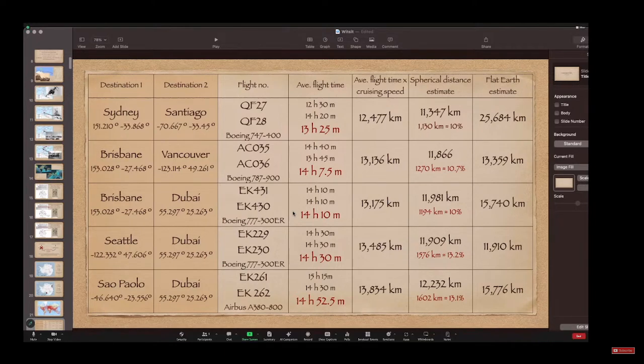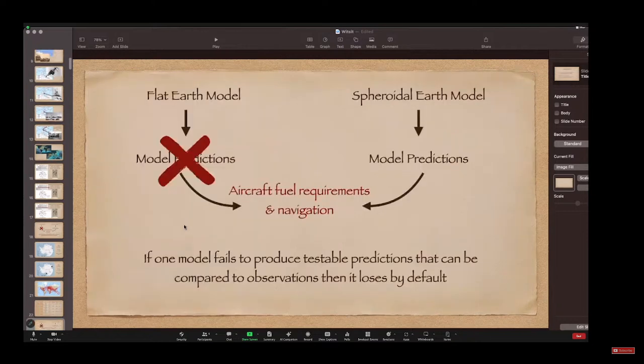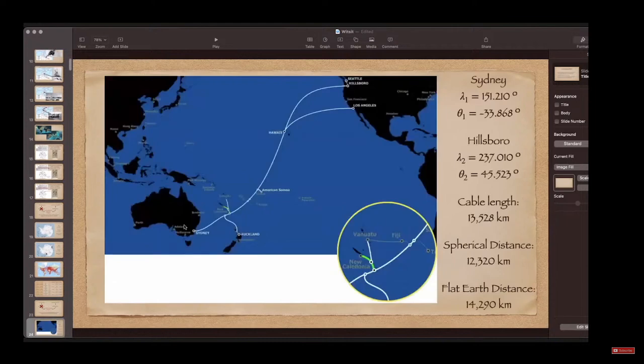For Sydney to Santiago, which is the shortest flight in terms of time taken, the flat Earth says that it's actually almost twice as long as it is in practice. Meanwhile, flat Earth tells us that the shortest of these flights is actually Seattle to Dubai, which is one of the longer flights by time taken. Again, flat Earth fails to give us aircraft fuel requirements or food requirements.